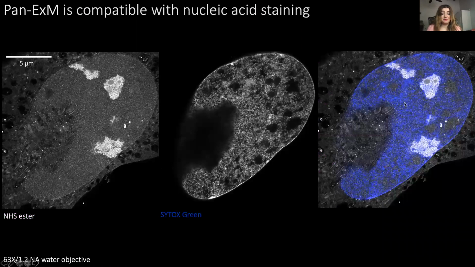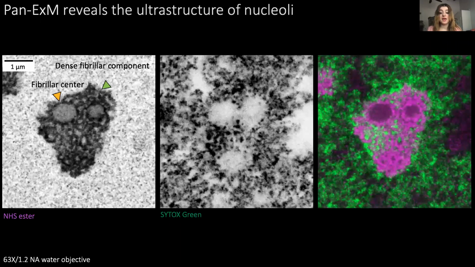This is a different Z-plane of the same cell I showed earlier, and this region here is dark because the nucleus is out of focus. Again, these cells are expanded up to 20-fold linearly. If we zoom in here to this region of very dense NHS ester staining and invert the color tables of both the NHS ester channel and the SYTOX Green channel, we can resolve subcompartments of the nucleolus, such as the fibrillar center here and the dense fibrillar component.